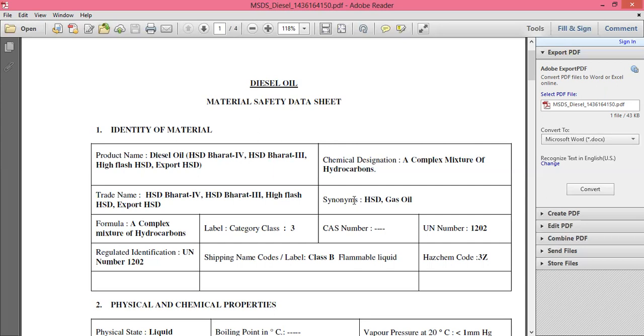Gentlemen, it is a very good practice to read this MSDS before the cargo operations commence. Definitely your cargo officer is going to do that, and he's also going to discuss this MSDS with all the other crew members. But even if it is not discussed by him, it becomes our responsibility to go through this MSDS. Now, it is not only related to the cargo which we are loading on the ship, but any kind of chemicals which are dangerous on board the ship.